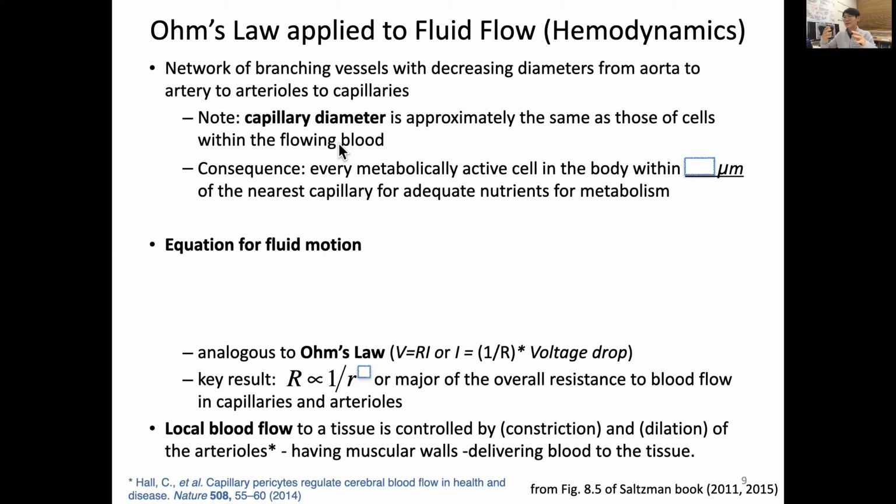So the capillary is really small. It's approximately smaller than or the same as the RBC diameter, which is on the order of 5 microns. Because of this, every metabolically active cell in the body, which needs oxygen and nutrients by diffusion, usually lies within about 100 microns of the nearest capillary for adequate nutrients for metabolism. And don't trust this number too much, because it can vary from organ to organ.